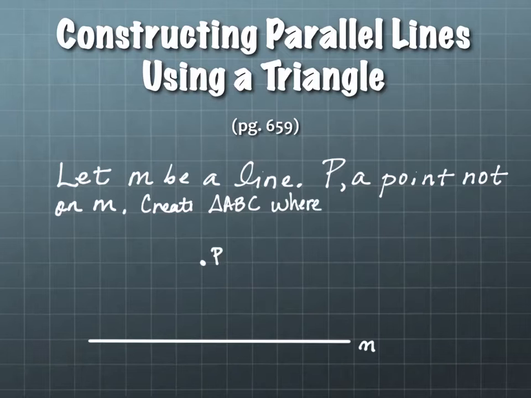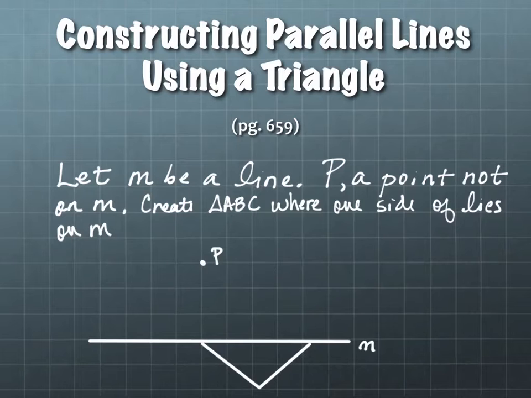Where one side of the triangle lies on M. Okay, so I'm going to draw my triangle just so that it's not running into anything. I'm going to draw it down here. And we'll call this, for lack of any other good reason, the ABC in this order. There's nothing special about that. I just need to designate it, so that's what I'm designating it to be.